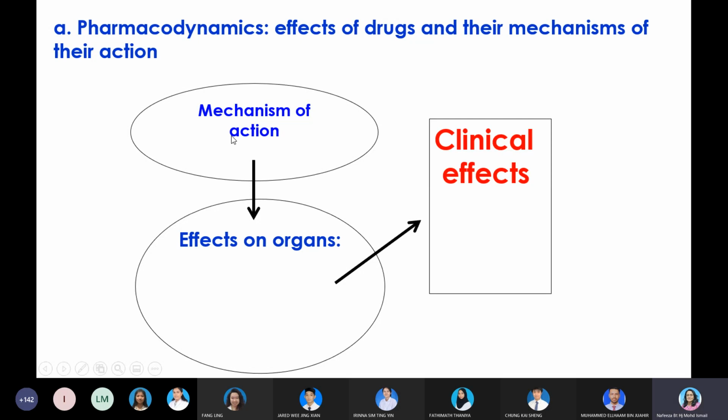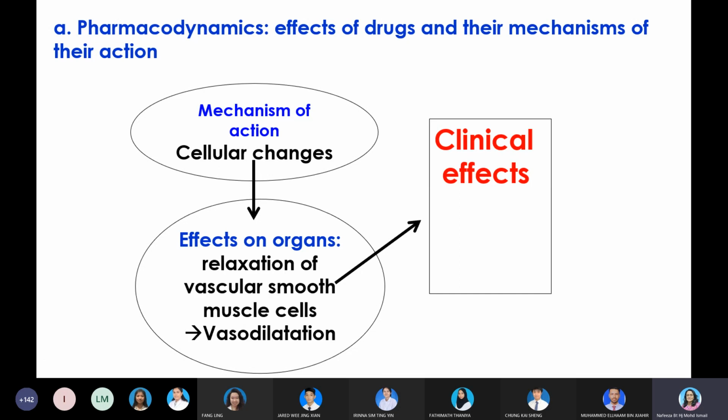For drugs used in the treatment of hypertension, like calcium channel blockers or other things, you have to describe what happens in the cell, the cellular changes that occur. Okay, that is the mechanism of action. So everything that happens in the cell will lead to effects on organs. So you see pharmacological effects on organs. So drug mechanism of action is what happens at the cellular level, and that will produce effects on organs. For example, you'll get relaxation of smooth muscle cells, and that gives you vasodilation.